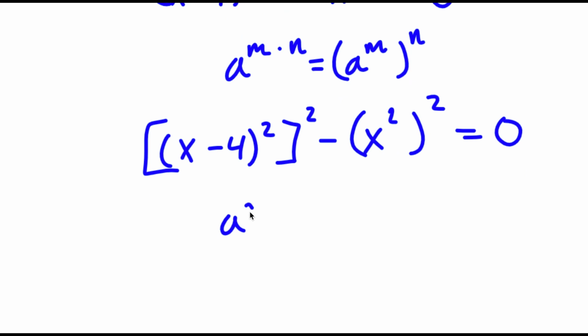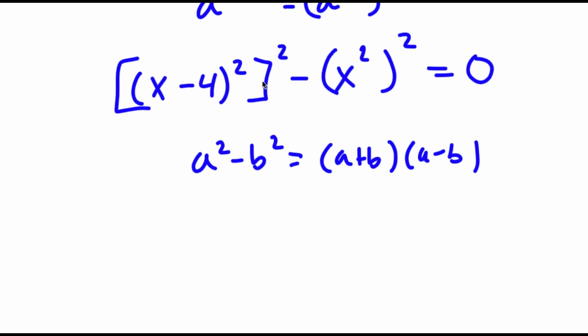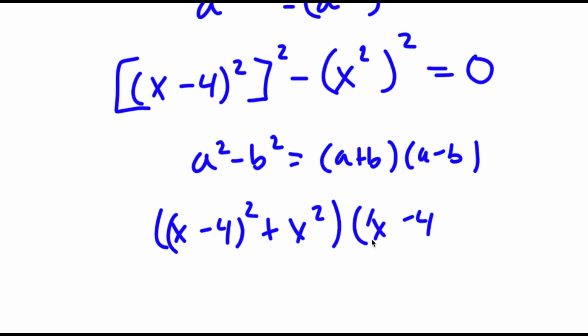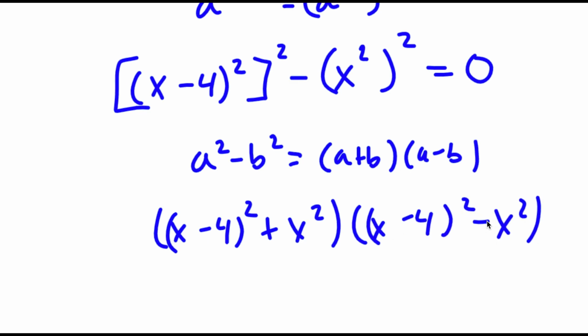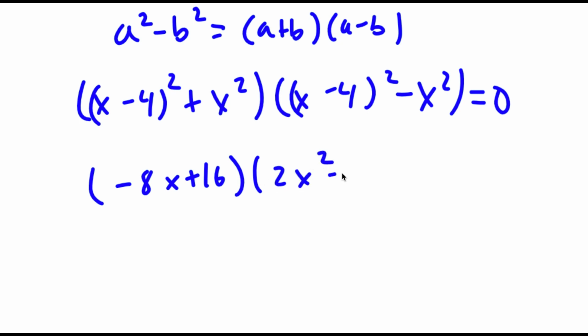Now if I have something in the form a squared minus b squared, this is equal to a plus b times a minus b. So (x minus 4) squared to the power of 2 minus x squared to the power of 2, that's going to equal (x minus 4) squared plus x squared times (x minus 4) squared minus x squared. And this is equal to 0. And now if I expand this, I get negative 8x plus 16 times 2x squared minus 8x plus 16 is equal to 0.